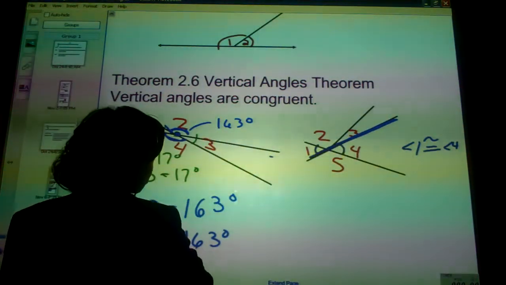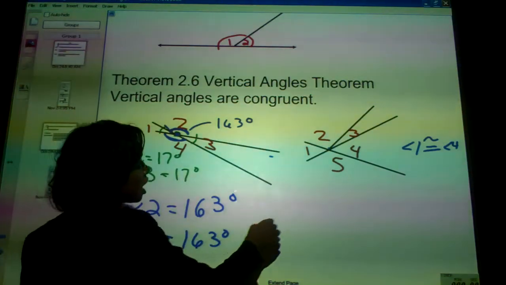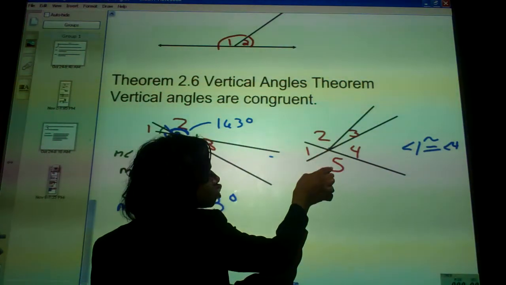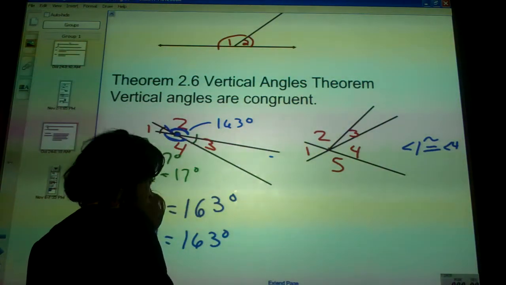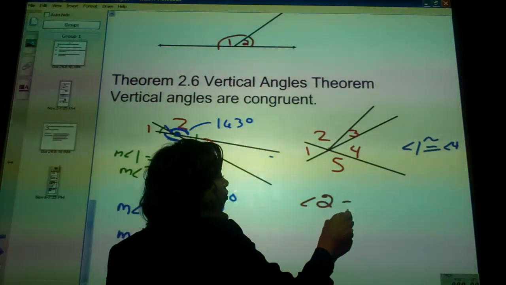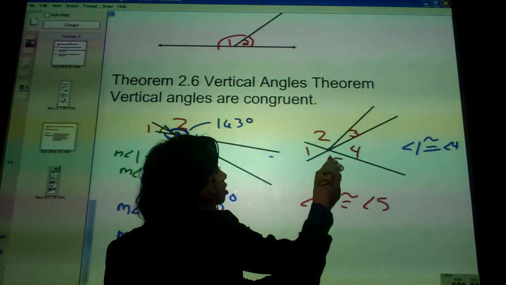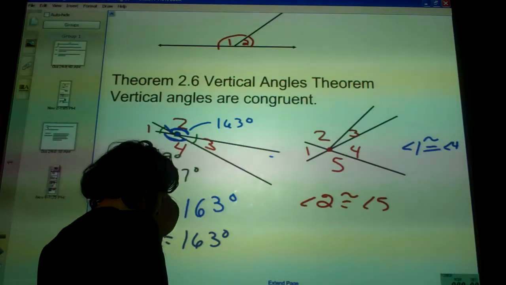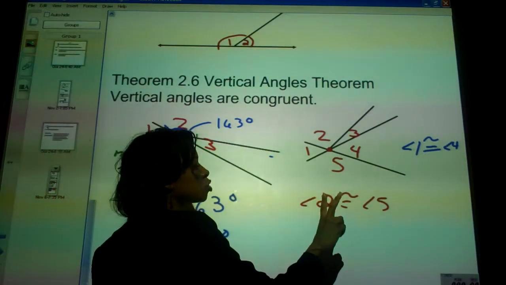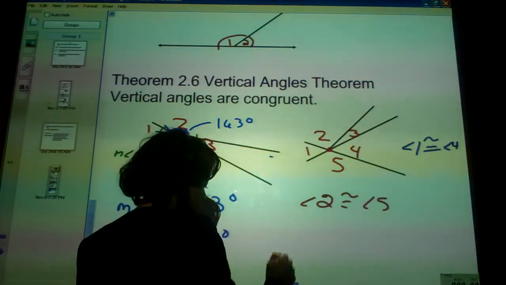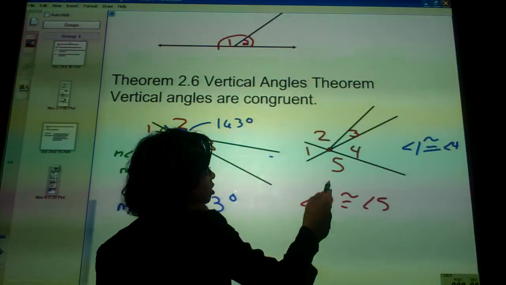Let's look at some other angles on this diagram. A lot of people are saying angles 2 and 5 are vertical angles. Well, are angles 2 and 5 congruent? Let's look. They share the same vertex. That's a check. That's good. Number 2, remember, it's 3 rules. Number 2, the lines must touch both of them.